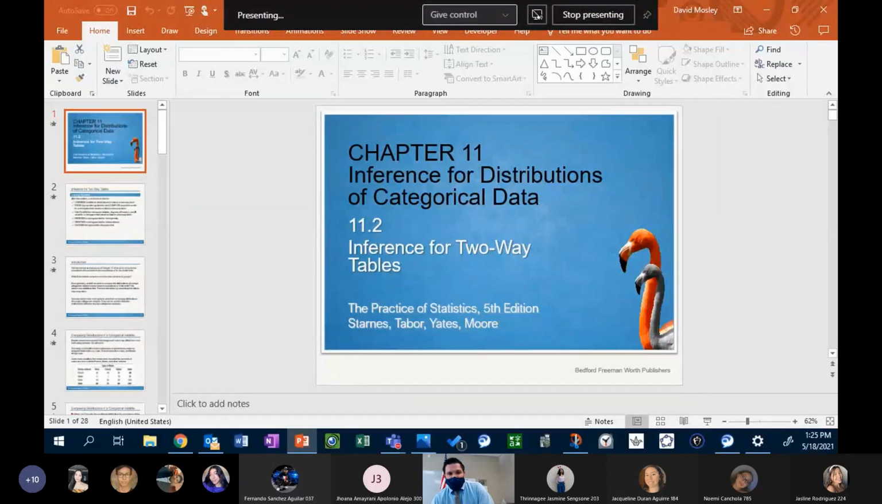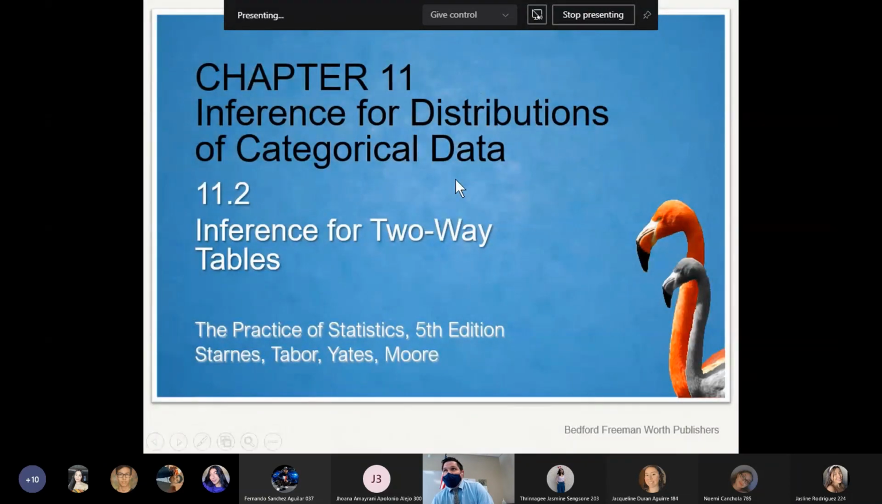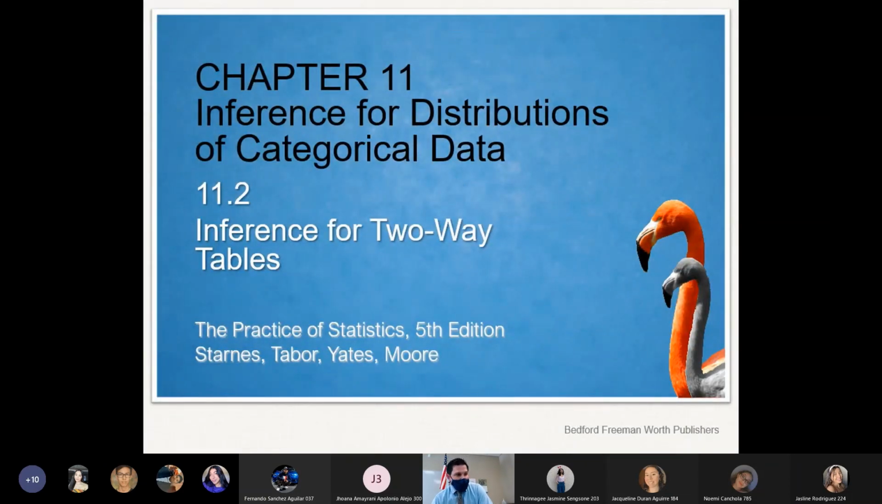So we're going to get started with our chapter 11, section 11.2, with a little PowerPoint presentation. So we'll get this rolling. Gotta share my screen.